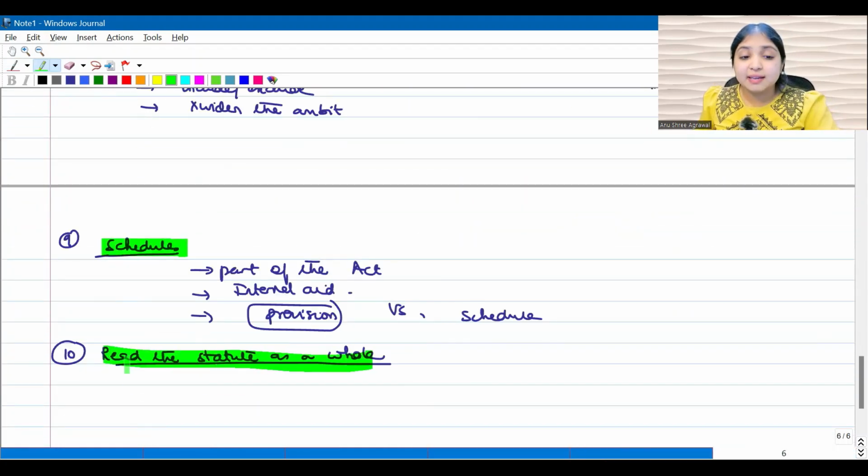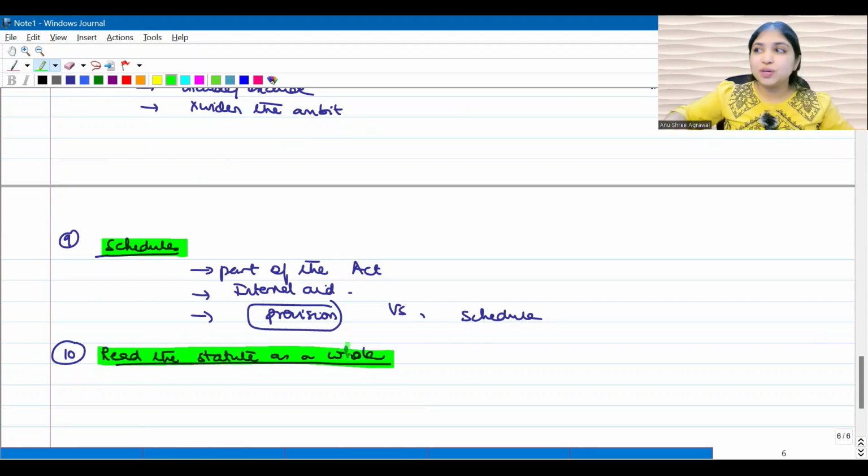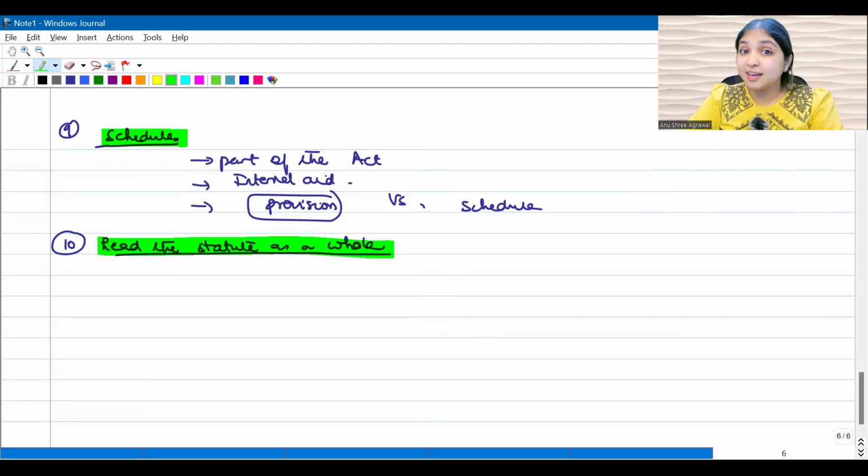And finally, we said read the statute as a whole, because when you read the statute as a whole, one section will help you interpret the other section, and so on. So you should not read each section as a separate, independent body altogether. You should read the whole law together as if it is one single document. Okay, so these were our 10 internal aids.